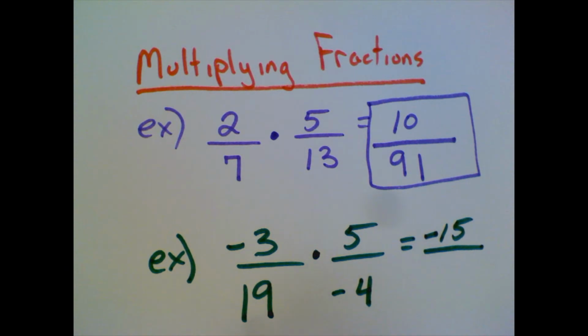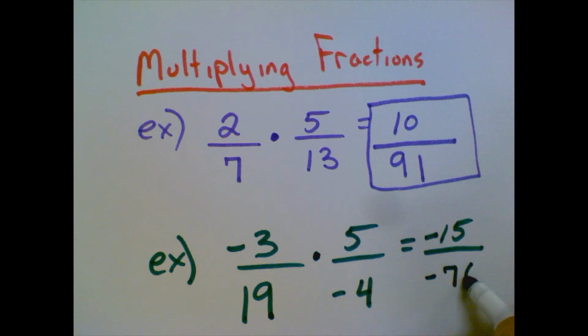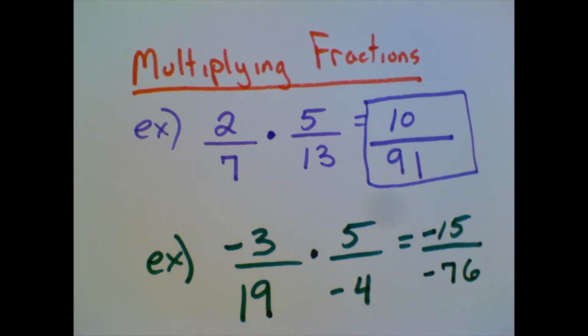Let's do our little mental math trick again. Take 19 again, which is 10 plus 9. So 10 times negative 4 is negative 40. 9 times negative 4 is negative 36. So 40 and 36 add up to 76, but we're talking about a negative number. So the product there would be negative 76. And as you already know, a negative divided by a negative is always positive. So we can rewrite this as positive 15/76.